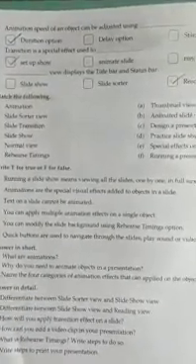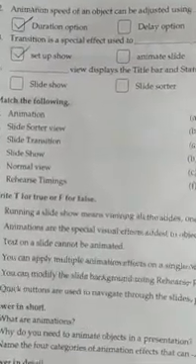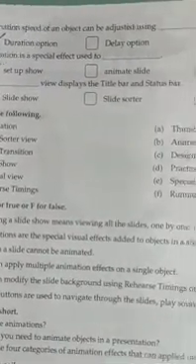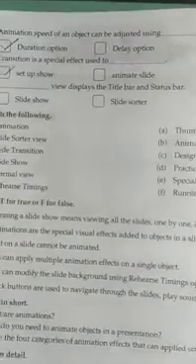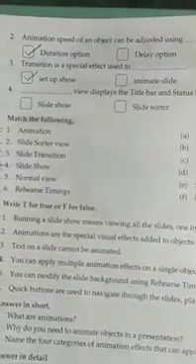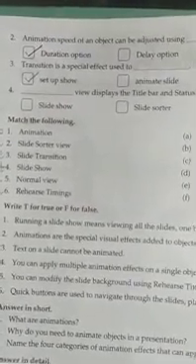The second question: animation speed of an object can be adjusted using blank. The options given are the duration option, delay option and the start option. So the correct answer is the duration option. So you have to tick the duration option. Good. Okay, now question number three.